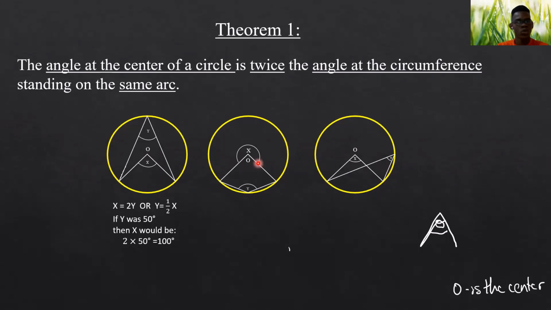And your angles will only be in two places: either at the center of the circle, or at the circumference, right? So first, we know that angle X is at the center, and angle Y is at the circumference. So we identify an angle at the center and an angle at the circumference, and they are standing on the same arc.